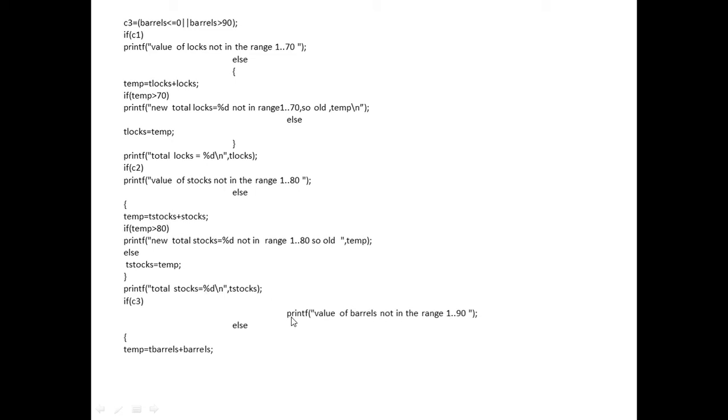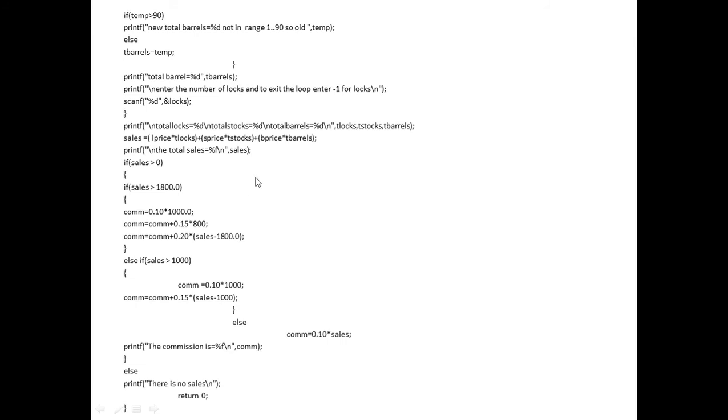Once the boundaries are checked, the total sale is calculated using this formula: lock price into total locks plus stock price into total stocks plus barrel price into total barrels. So here you have to calculate the total sales. Now, based on the total sales, how is the commission calculated?